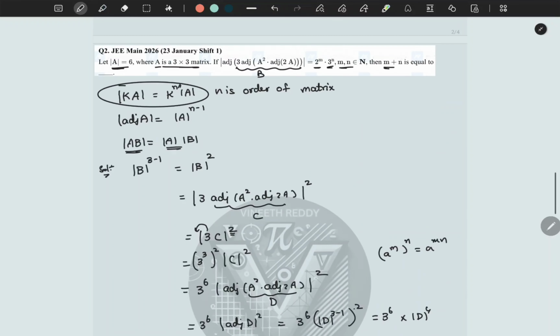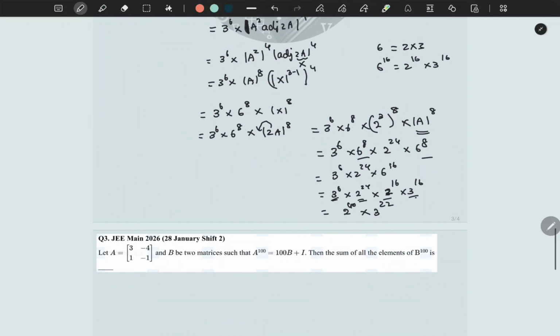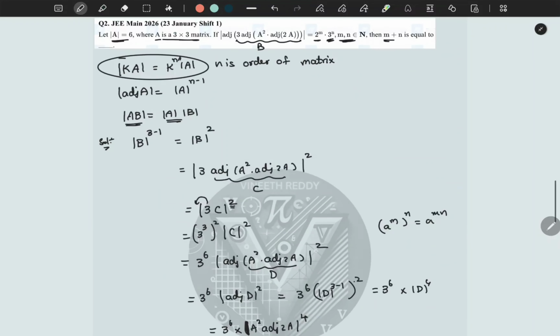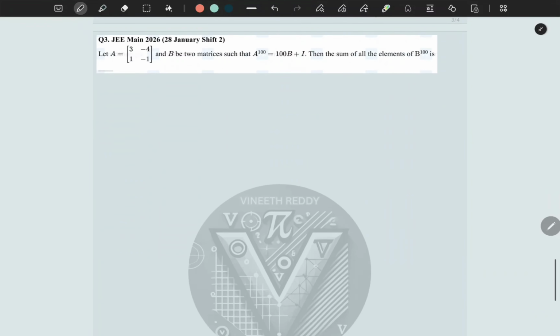So it is of the form 2 power m into 3 power n, where m comma n belongs to natural numbers, then m plus n. So what is the value of m? m is nothing but 40, n is nothing but 22. So 40 plus 22 should be, I think, 62. So 62 should be the answer, dear students. Let us go to the next question.